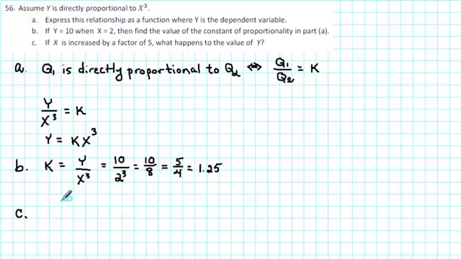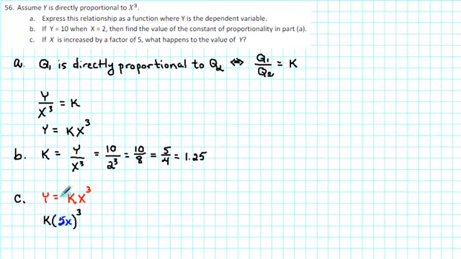C. If x is increased by a factor of 5, what happens to the value of y? Well, increasing by a factor of 5 means to multiply by 5. So what we want to do is to multiply x by 5 and see what happens to y in our original function from part A. So we're going to replace x with 5x and then see what happens to y.